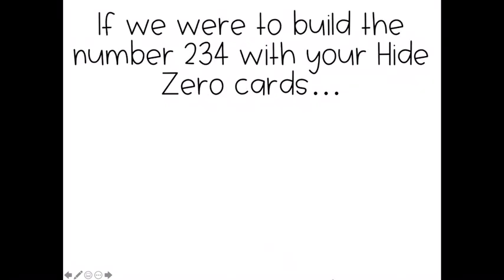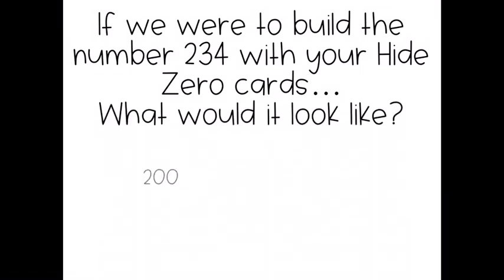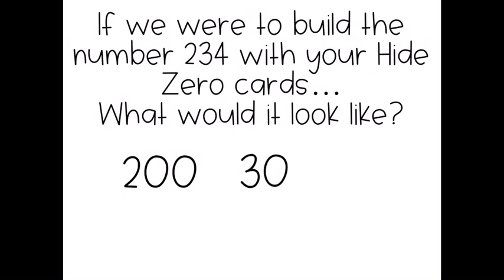If we were to build the number 234 with your hide the zero cards, what cards might we need? Well, we would need our hundreds card, so we would need 200. We would need our tens card, and we have 3 tens, so we know that that's 30, so we would need our 30 card. And finally, we would need our ones. How many ones did we say we had? That's right, 4 ones. So here we have the number 234 stretched out in its place values.